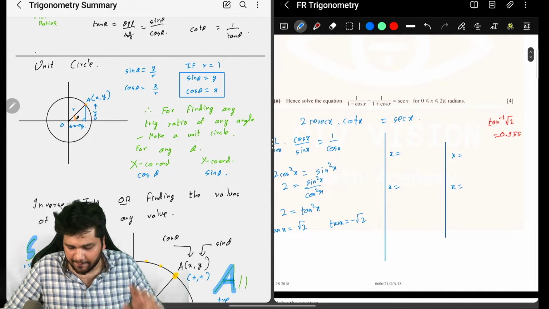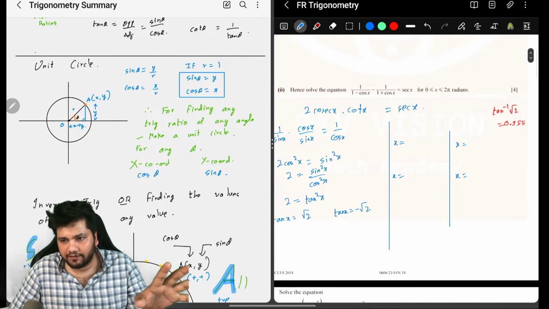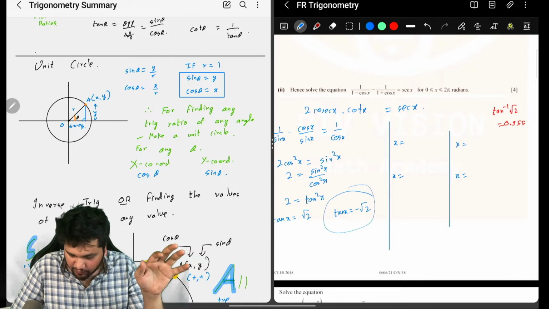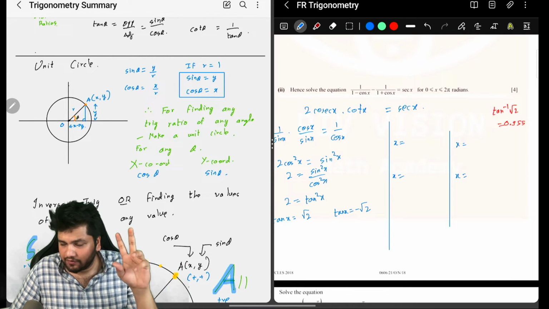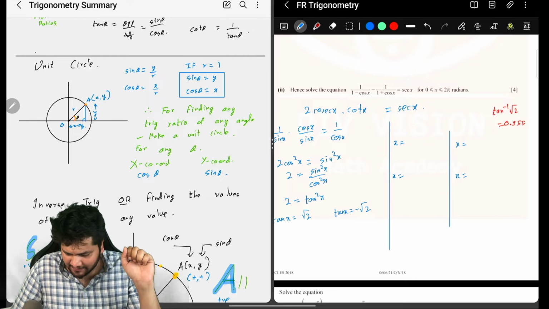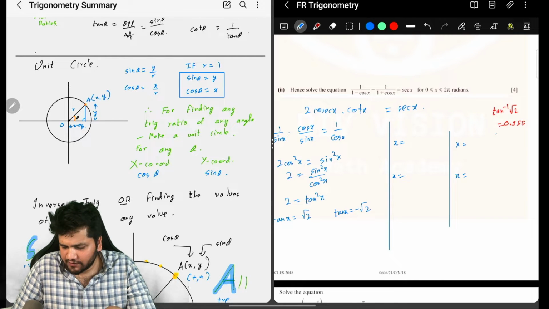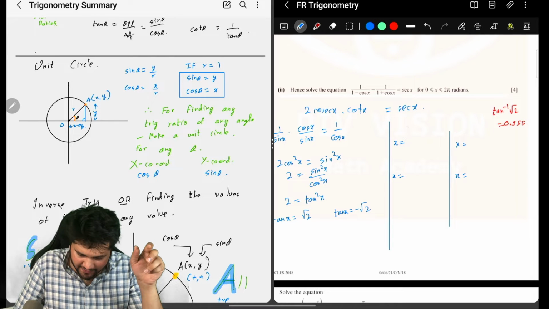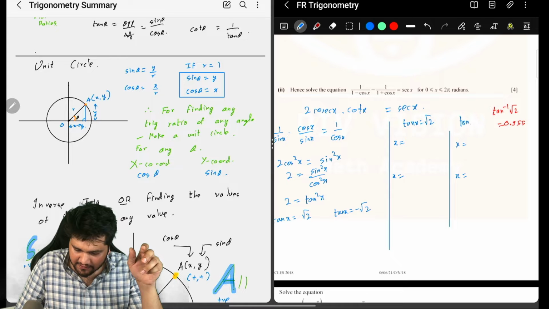Now, inverse of, see, we will always find the first quadrant value, even if the question would have been only tan x is equal to minus root 2, we'll find the first quadrant value, and that is nothing but tan inverse of root 2, which will give me 0.955, obviously using calculator. Now the thing is, when it is tan x is equal to root 2 and when it is tan x is equal to minus root 2, we'll get two values.